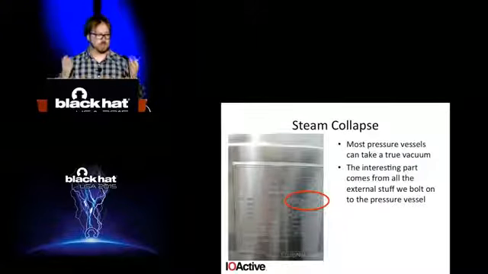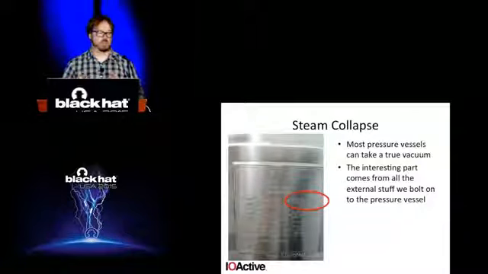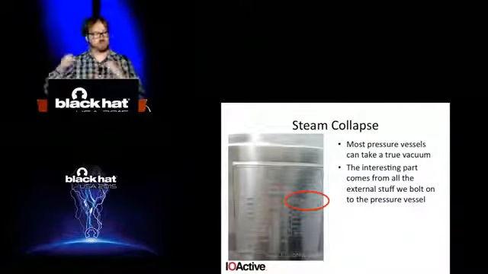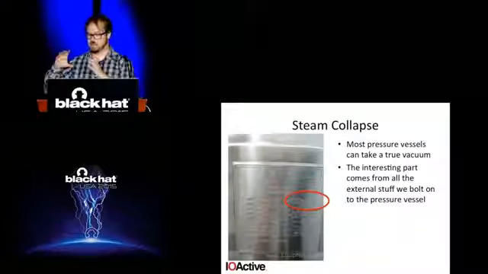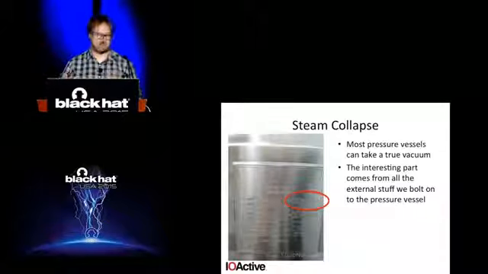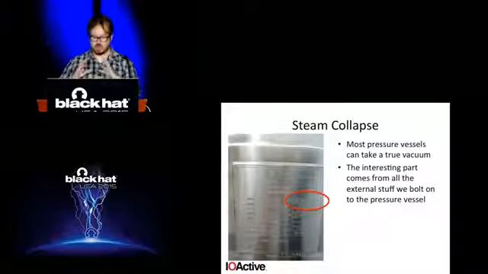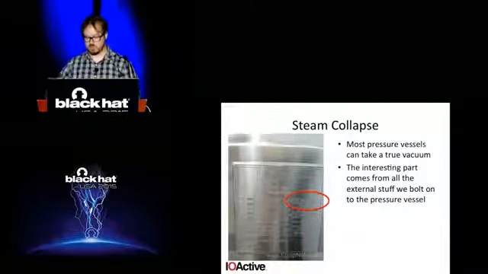So in the steam collapse, most pressure vessels are actually rated for a perfect vacuum. So if you take a big reaction vessel, you're not going to be able to collapse it, because it will take a perfect vacuum. But while the vessel is stamped for a perfect vacuum, all the stuff we bolt onto it isn't really rated for that. And more often we're replacing steel pipe with plastic pipe because it's cheaper and better and all those things. So a lot of times you can get a vacuum within the reaction vessel and that holds, but then all the pipes and everything you hook onto it will actually crush.